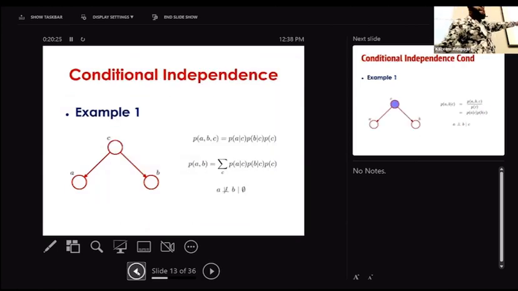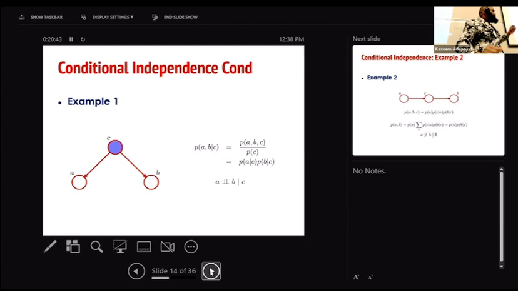A and B are not independent. Look at that sign. Oh, it means not. A and B are not independent, given that we haven't observed C. That is nothing. Do you see that? Now, take a look at this.